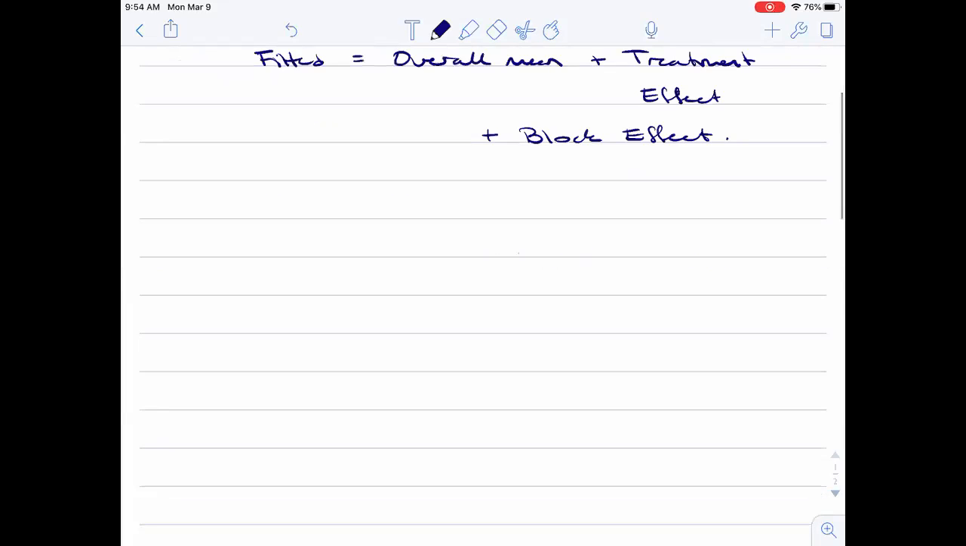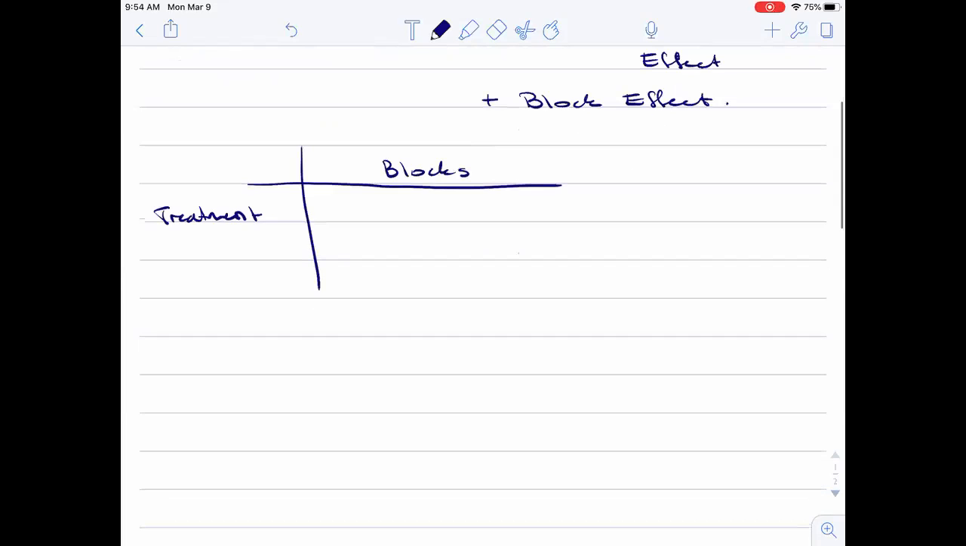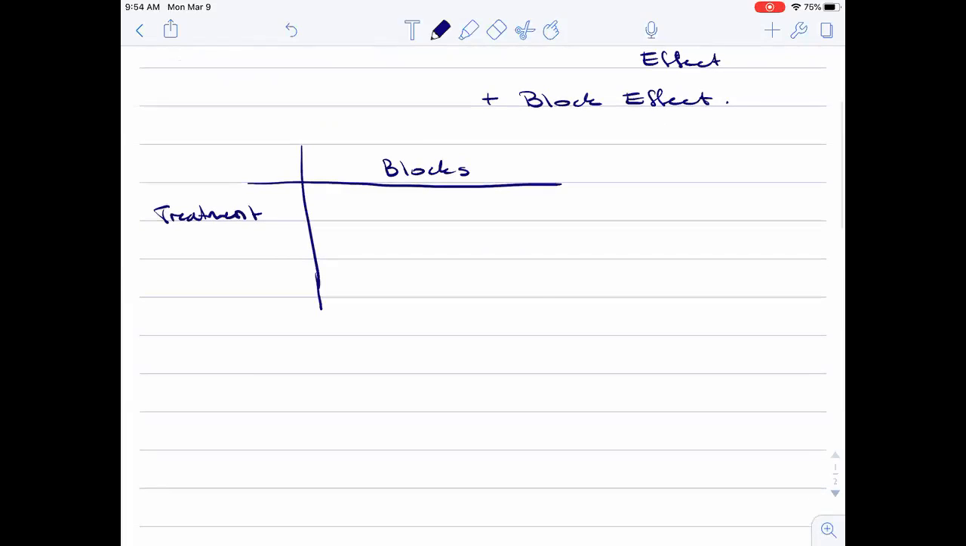And so we had our, where did we put them? Our treatments here, and our blocks here. Just in general. And we were able to find the effect and the effect. The effect being just the distance from the grand mean.